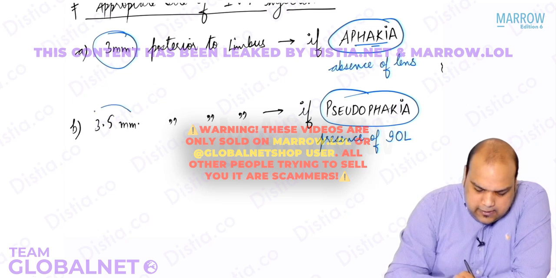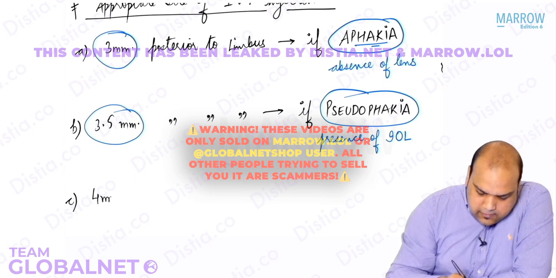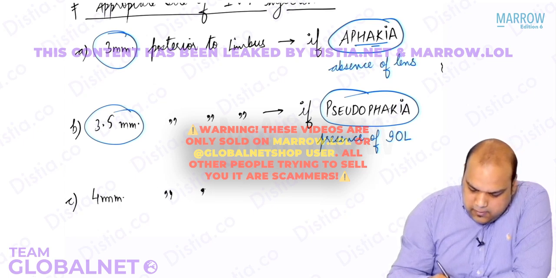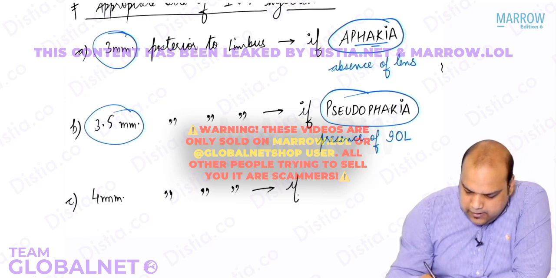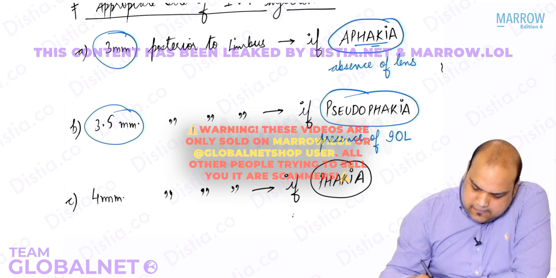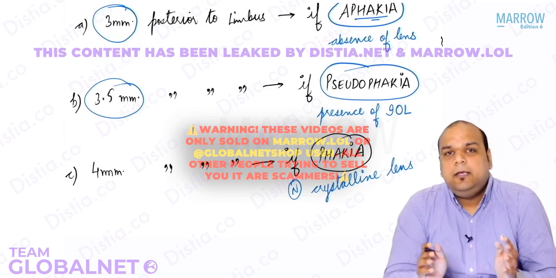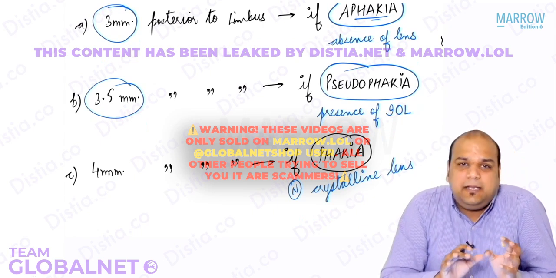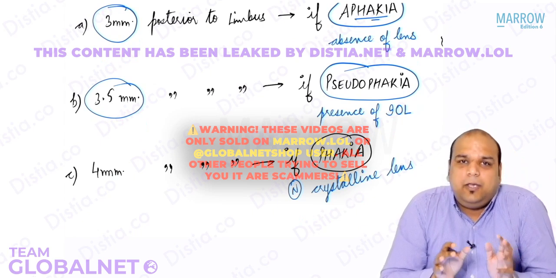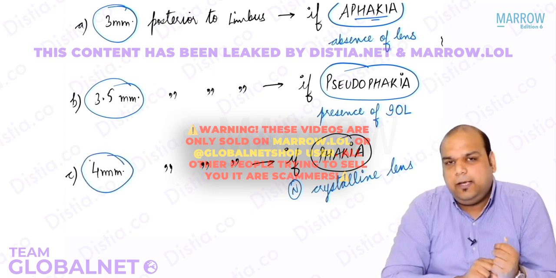If it is pseudophakia, the distance will be 3.5 mm. But what about phakia? 4 mm posterior to limbus if phakia. Phakia means normal crystalline lens. The lens that has been given to us by God, guys, basically, to understand in very crude language. So the normal crystalline lens that is present in our eye, if we are about to give an intravitreal injection, then the distance has to be 4 mm posterior to limbus. Okay, guys, clear about it?